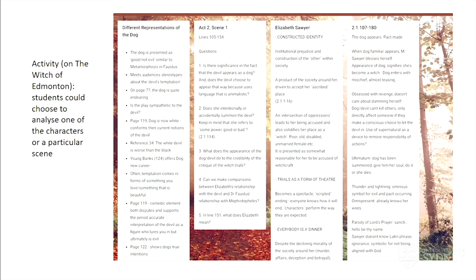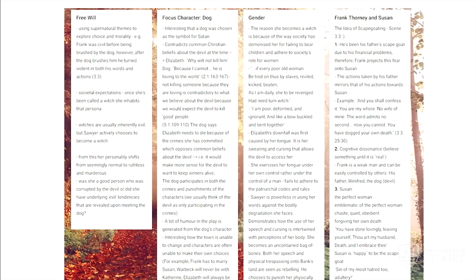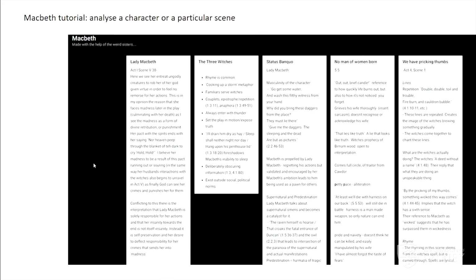This is an activity that we were doing on The Witch of Edmonton. I always like to give the students plenty of choice so they can find their own ways into the text. They could either choose a character to examine, or they could choose a particular scene. So you can see the windows that they have created. This one on Dr. Faustus, each group was given a different act and they had to pick out some points to discuss from that particular act.